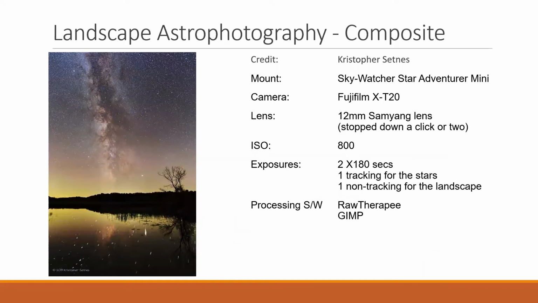This is a picture by Christopher Setness. This is actually two pictures also. It's a composite, which is more and more common if you look at images and wonder how they do so well. Sometimes they're really a composite and not a single shot. This one is two pictures that he took. One is of the stars, and the other one is of the foreground.